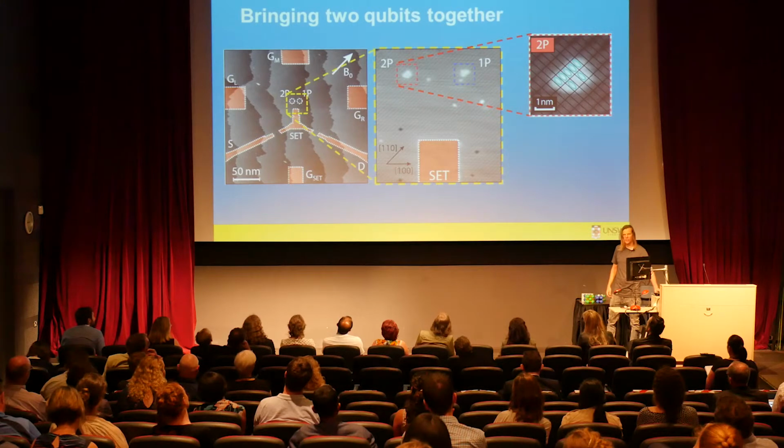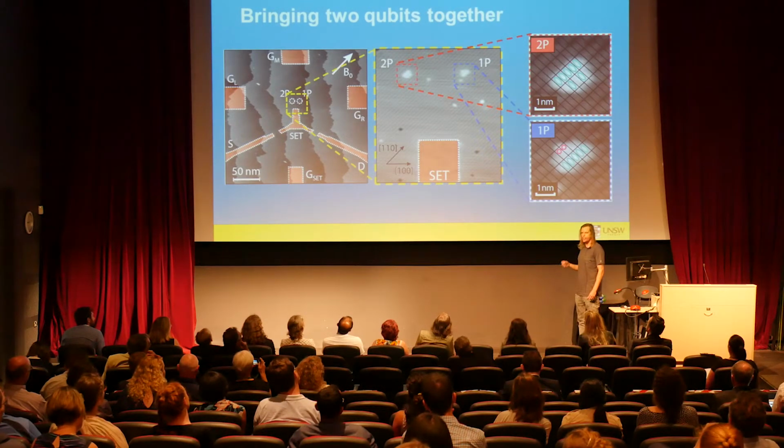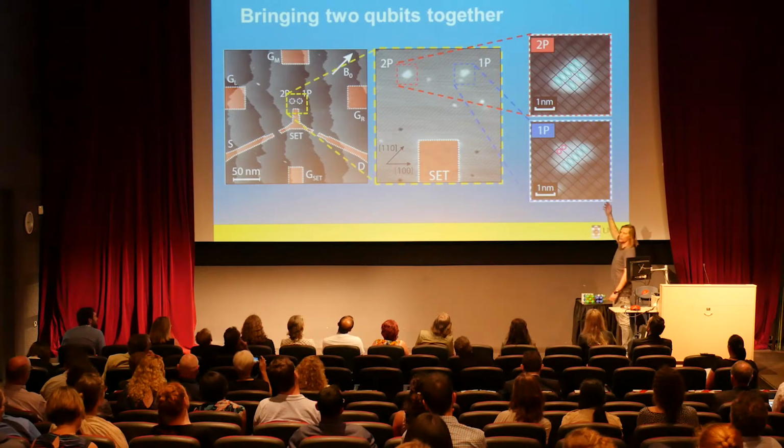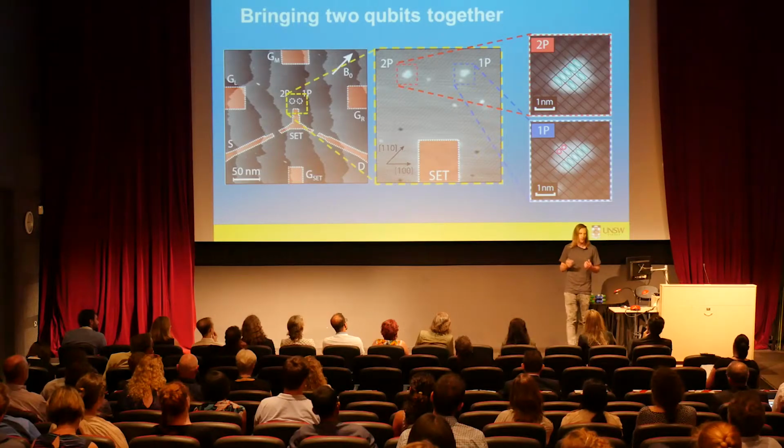If we zoom in further into those lithographic openings, we can actually determine the exact atomic size of those lithographic patches, and thus the number of phosphorus donors that can be incorporated into those openings. In this particular case, we have 2 phosphorus atoms being accommodated in the left qubit and a single atom in the right one. So we use atomically precise lithography to engineer coupling strengths between the 2 qubits.